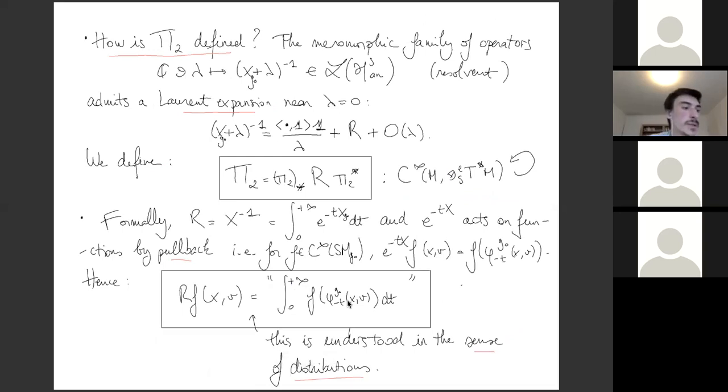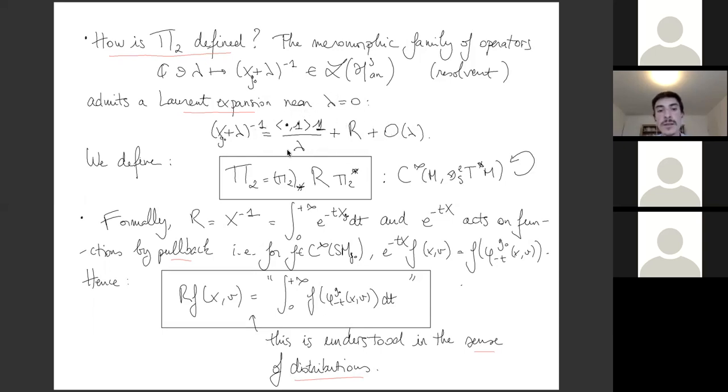So just to comment, because it might be a bit strange, how is this operator pi2 defined? Well, what we know, since we have a spectrum, is that we also have a meromorphic family of operators, which are called the resolvent family. Namely, these are all the operators of the form (X plus lambda) to the -1. So it depends meromorphically on the spectral parameter lambda, and it takes values in your anisotropic Sobolev spaces of distributions. So it's meromorphic, and it has a Laurent expansion near lambda equal to 0. So you can compute this Laurent expansion.